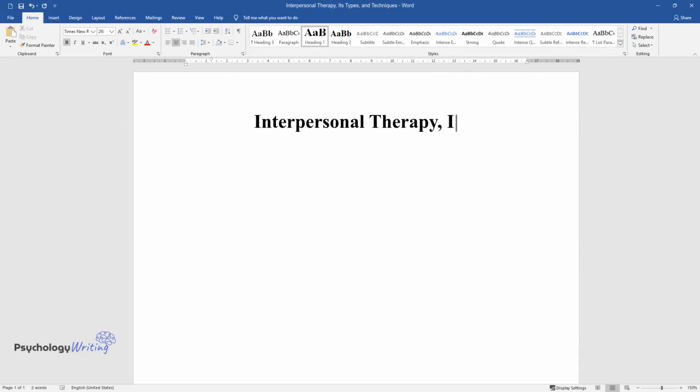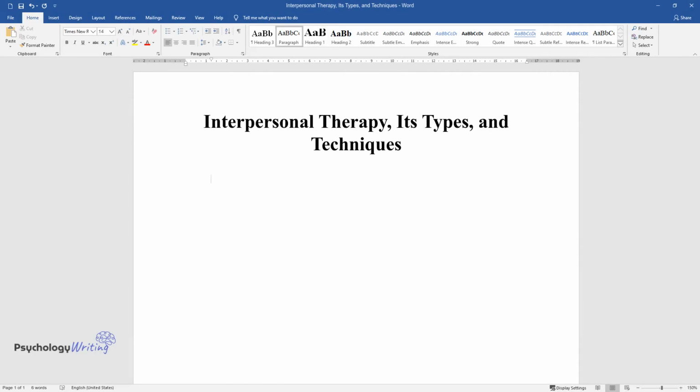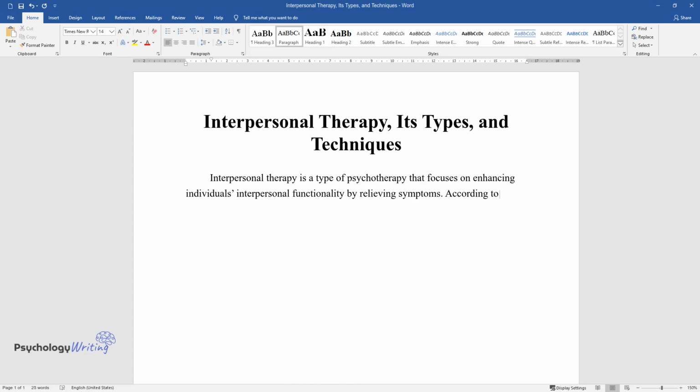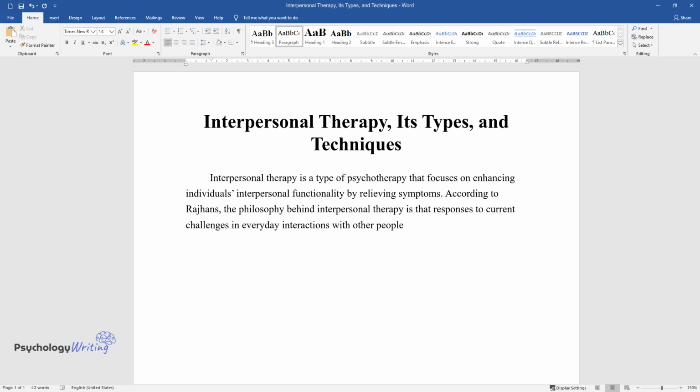Interpersonal therapy, its types, and techniques. Interpersonal therapy is a type of psychotherapy that focuses on enhancing individuals' interpersonal functionality by relieving symptoms. According to Rajhungs, the philosophy behind interpersonal therapy is that responses to current challenges in everyday interactions with other people cause psychological symptoms. Thus, interpersonal therapy's primary objective is to address prevailing relationship issues rather than developmental problems.